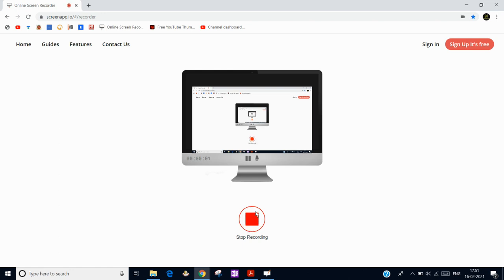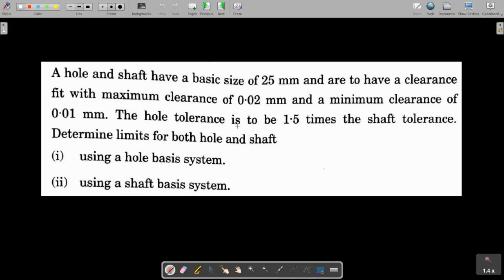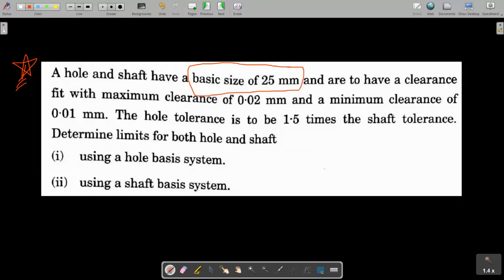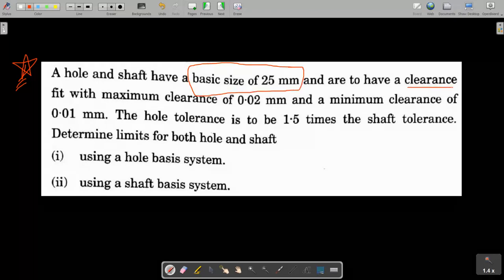Hello everyone, and today we will solve one question of metrology that has been asked in the Civil Service 2020 mains exam. Okay, so let's see the question. A hole and shaft has a basic size of 25 mm and have a clearance fit. The main highlighted word is clearance fit, with maximum clearance value given as 0.02 mm and minimum clearance value given as 0.01 mm.